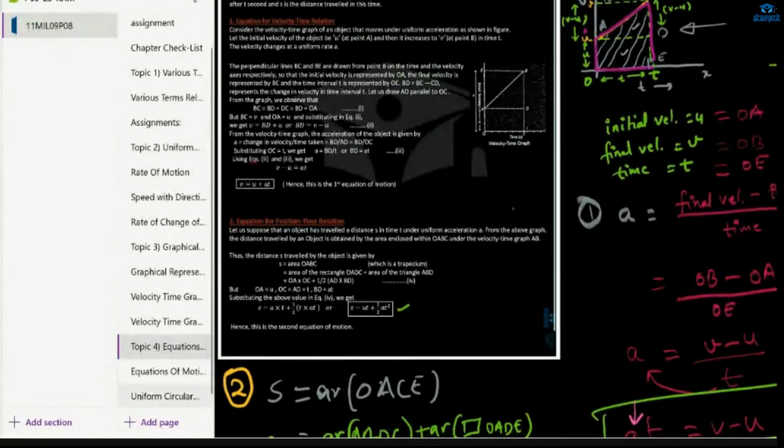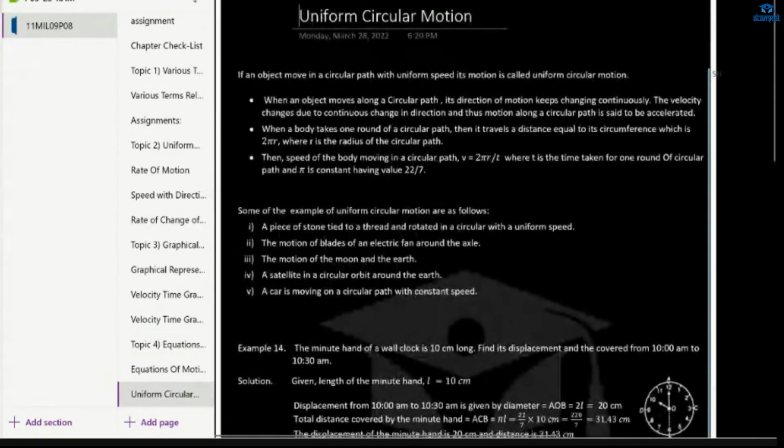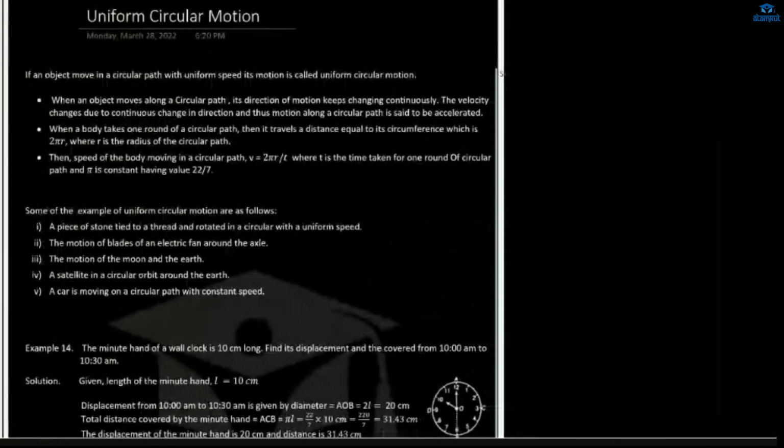Fine. So next, uniform circular motion. I've already told you about uniform circular motion.